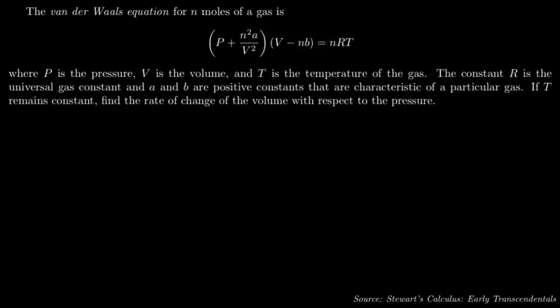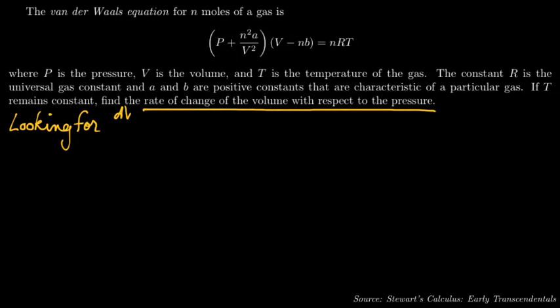In this exercise, we're given a particularly complicated equation from physics, and we have to find a particular derivative. First, we need to figure out what exactly we're looking for. At the end of the problem, you can see that it asks you to find the rate of change of the volume with respect to the pressure. And what that means is we're looking for dV/dP, V on the top, P on the bottom.